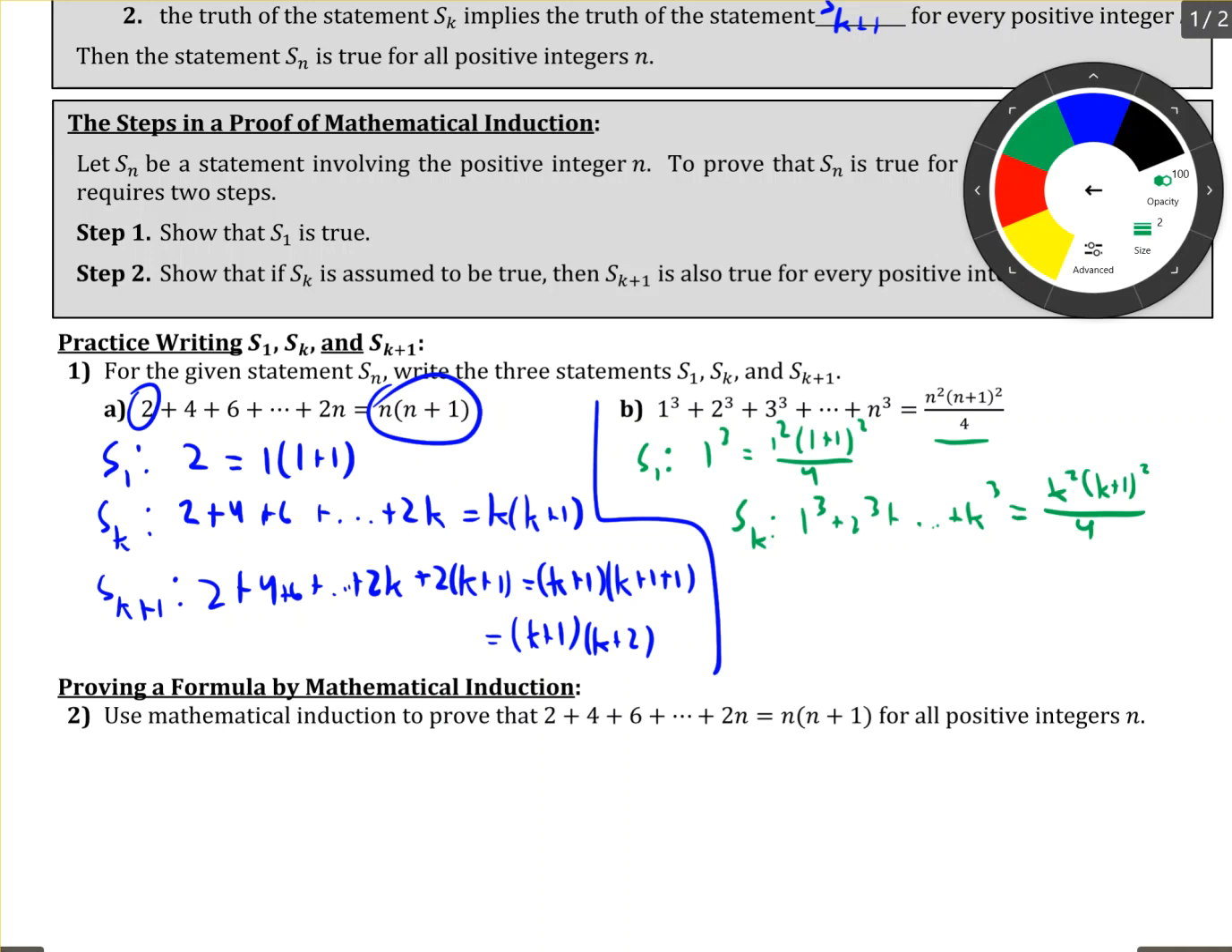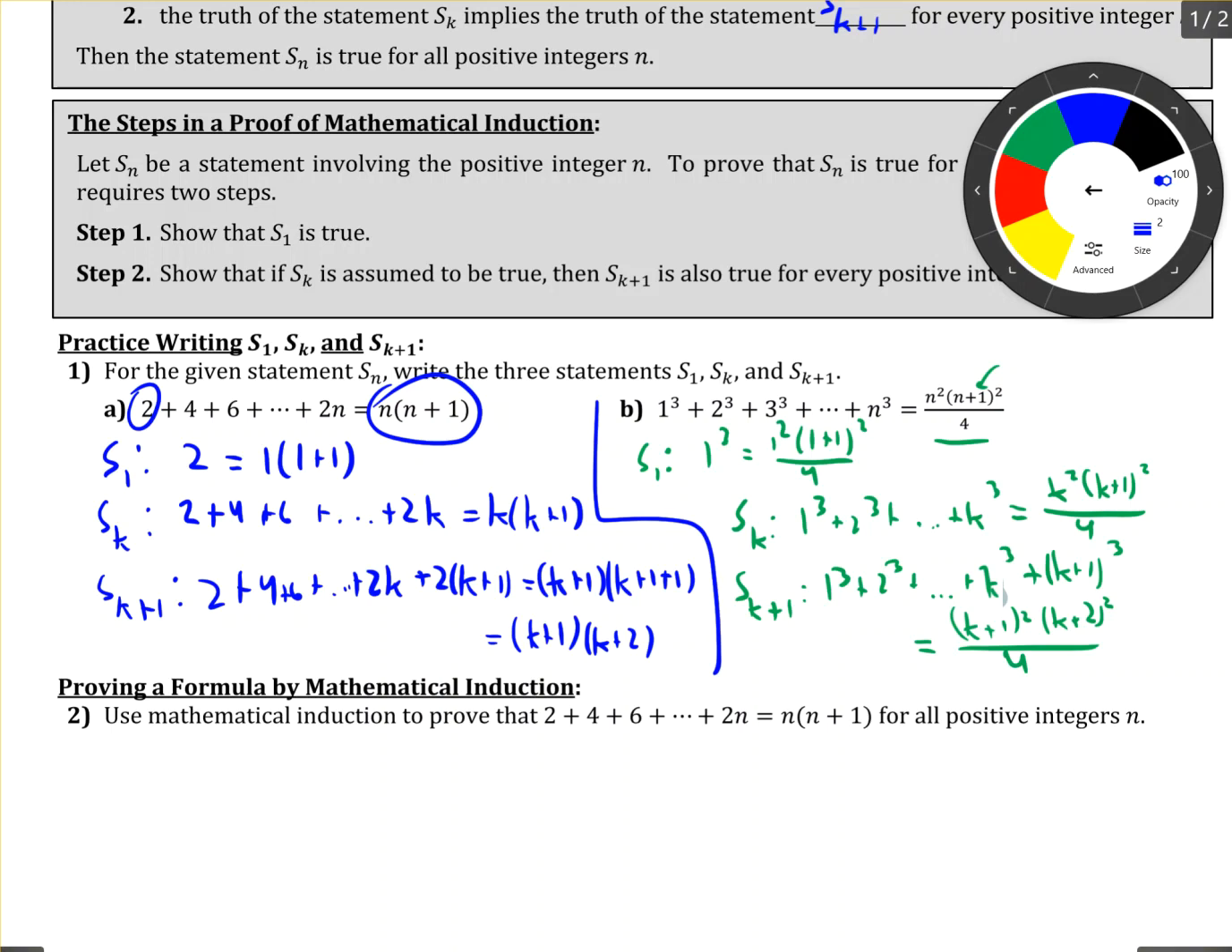So that's basically the original statement where you replace n by k, and S_(k+1) is the original statement where I replace n by k plus 1. So I take what I had for S_k, and you don't even have to write this plus k cubed, but I like to a lot of times. So that was S_k, and I'm going to go one further. So I'm going to add (k+1) cubed, and that's equal to (k+1) squared, again plugging in k plus 1 for n up here, and then (k+1 plus 1), which is k plus 2, squared over 4.